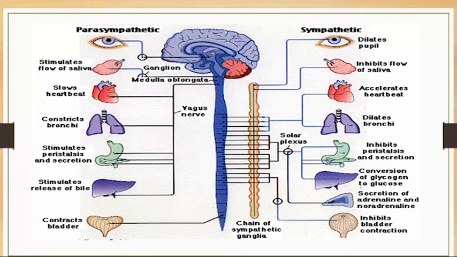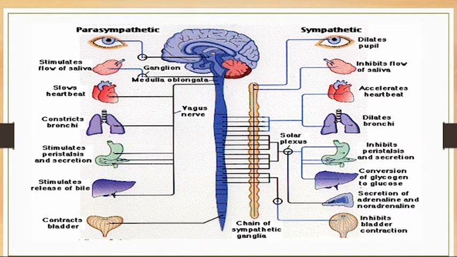So yan. So yung different parts niyan, may nandiyan yung stimulate flow of saliva, that part, nandiyan sa may medulla oblongata, and then slow heartbeat also, then constrict bronchi, stimulate peristalsis and other secretion dyan sa part ng stomach, and also stimulate release of the bile dyan sa may liver, and then contract bladder.